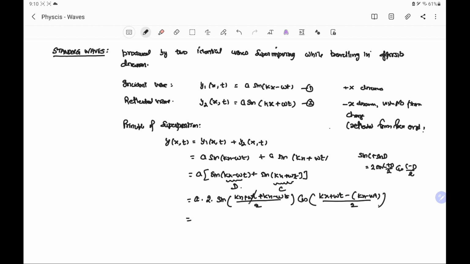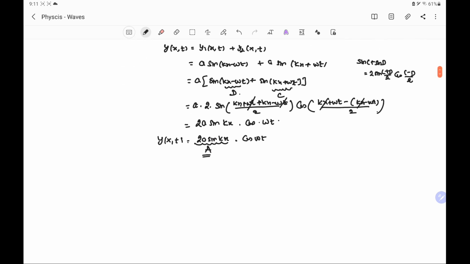Simplifying it, the omega t gets cancelled, and 2kx by 2 will give kx. So we can write 2 sin kx into cos. Opening this bracket, this will be minus kx plus omega t, so kx gets cancelled, and 2 omega t by 2 means it is omega t. So finally we can write y(x,t) is equal to 2a sin kx. This term is the amplitude of the resultant wave, which is a standing wave, and it is cos omega t.